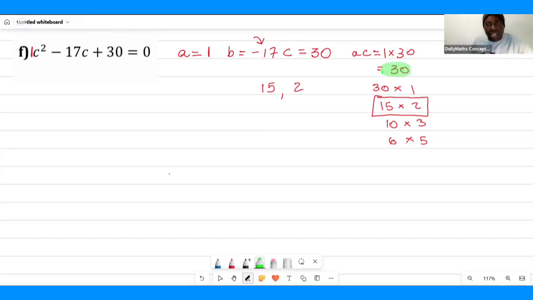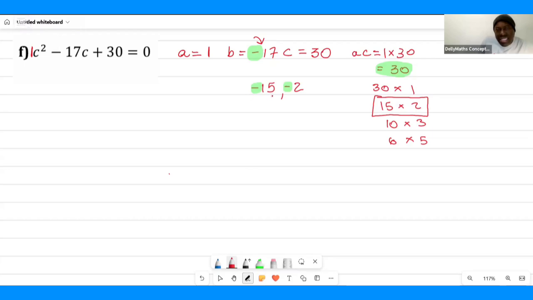If AC is positive, and you're seeing it is positive, either we have two positive numbers or what? Two negative numbers. How are you going to know what to choose? Look at your B value. If the sign for B is negative, then it's going to be two negatives. Remember, the context is when AC is positive. It's either you get plus plus or minus minus. So you let B tell you. So we realize that it's going to be minus minus.